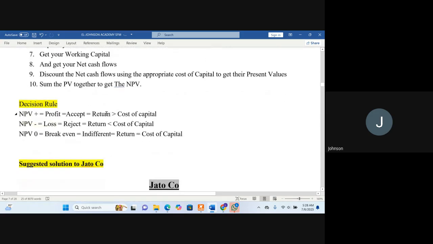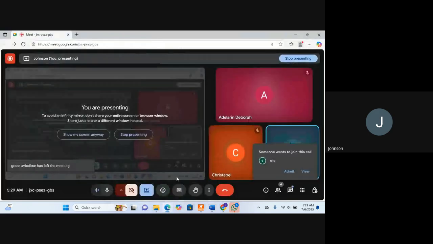So your decision will be: when the NPV is positive, you get the profit, accept the project. When the NPV is negative, you are making a loss, reject the project. When the NPV is breaking even, then you are indifferent. Whether or not to carry on with it is none of anybody's business because you are neither going to make a profit nor a loss.